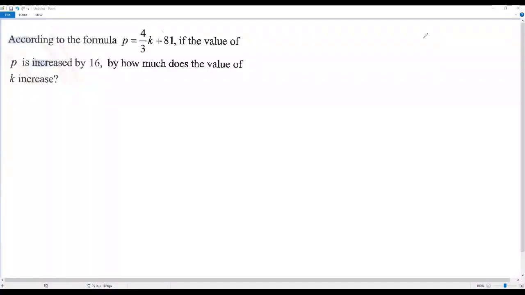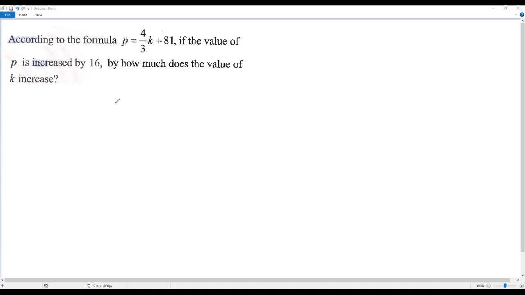Here we have a SAT math question. Okay, let's go over the question. According to the formula, P equals 4 over 3 times K plus 81. If the value of P is increased by 16, by how much does the value of K increase? If P is increased by 16, we have to find the increment in the value of K.